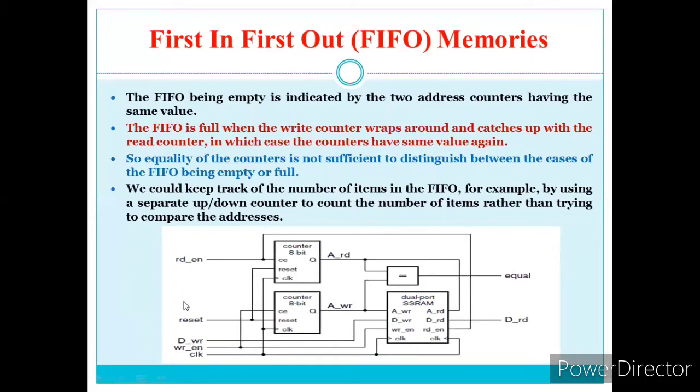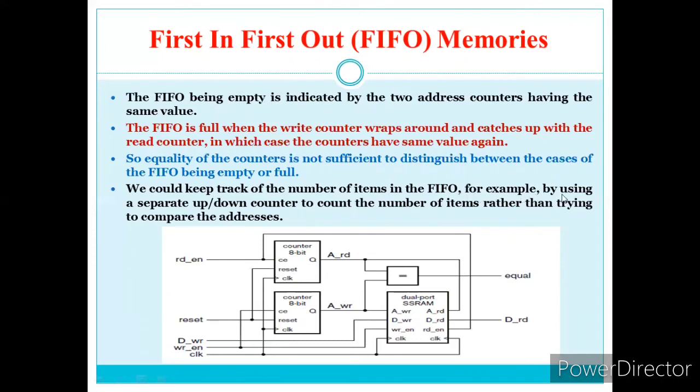So the FIFO being empty is indicated by the two address counters having the same value. All the operations, as I just said, if equal we compare; if both are the same, it is either empty or full, and it will be decided by the counter. So one way to solve this is to keep track of the number of items in the FIFO.